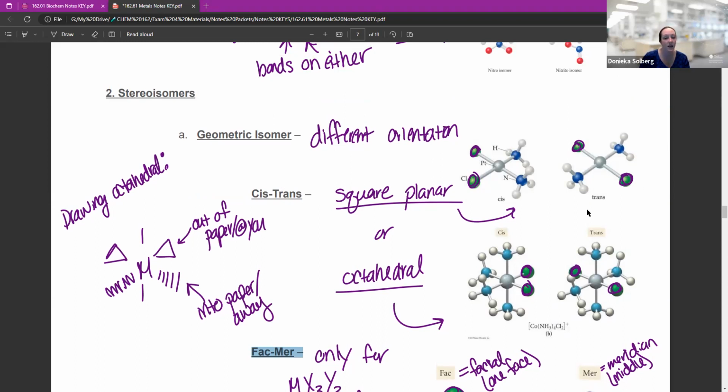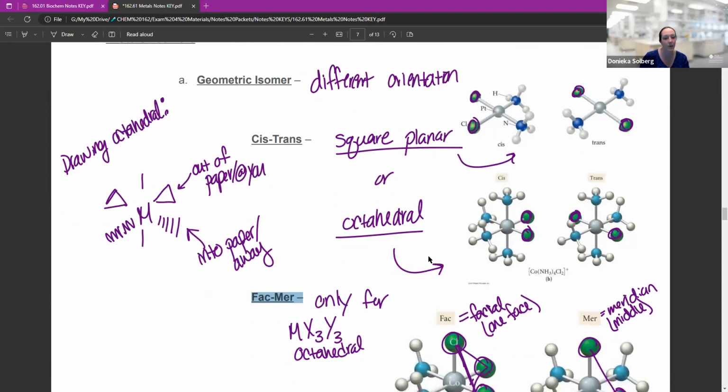You can also do that if you have an octahedral compound that has 4 of one thing and 2 of another, because if you draw it this way, you can have 2 of the chlorines right next to each other, or those 2 chlorines opposite each other. Okay, so these are different arrangements. So cis-trans can only happen for square planar that has 2 and 2, or octahedral that has like 4 and 2 of their different groups.